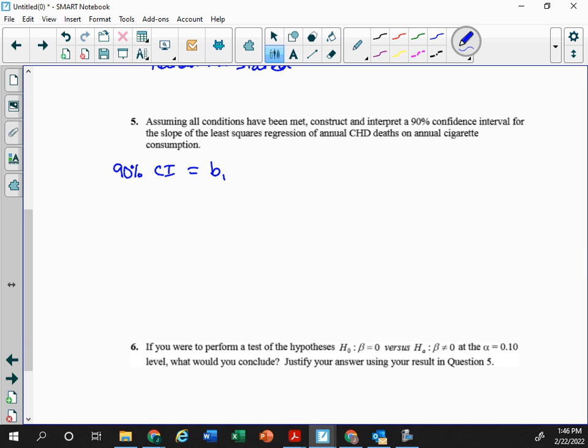All right, so when you're doing your confidence interval, it's b sub 1 plus or minus t crit times the standard error, so times SE.